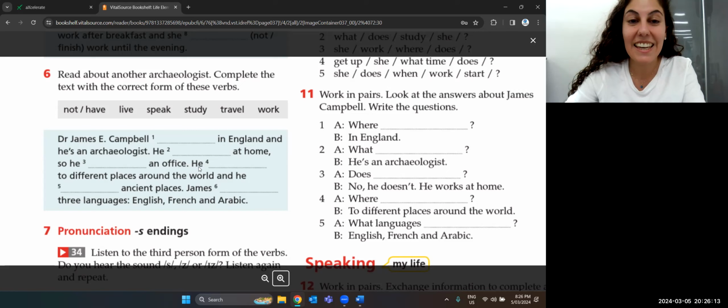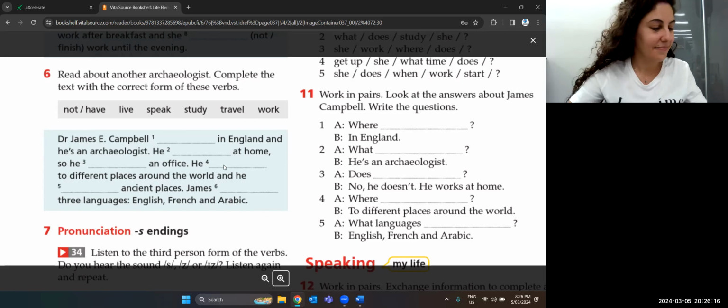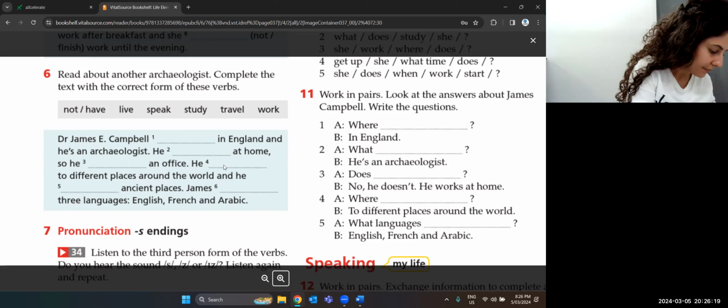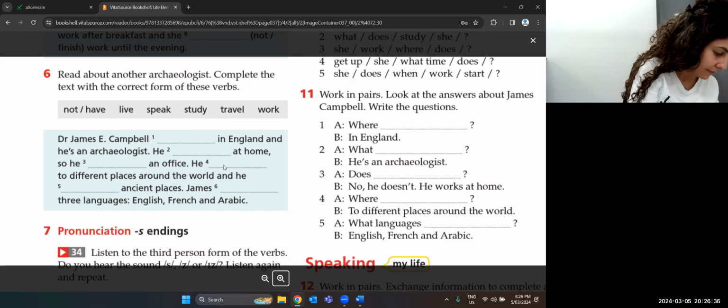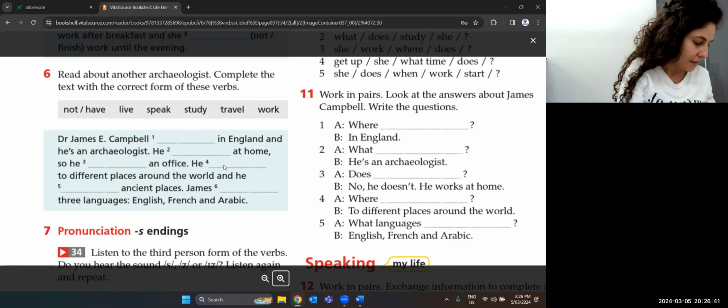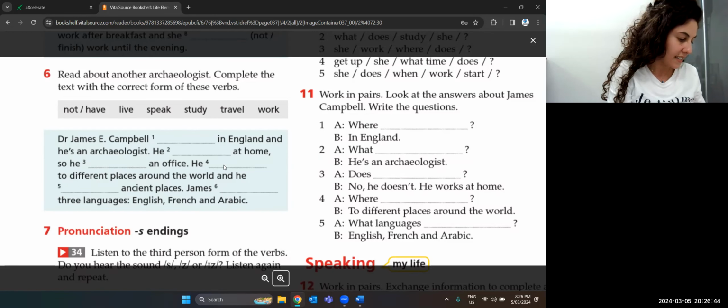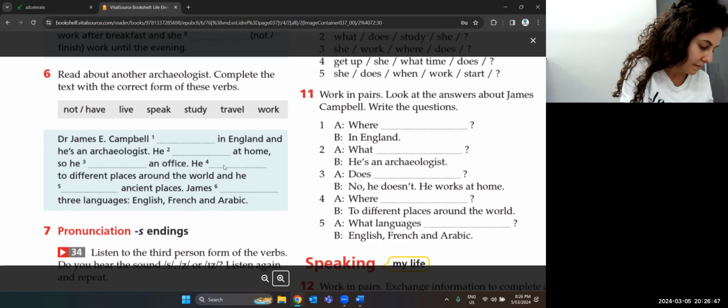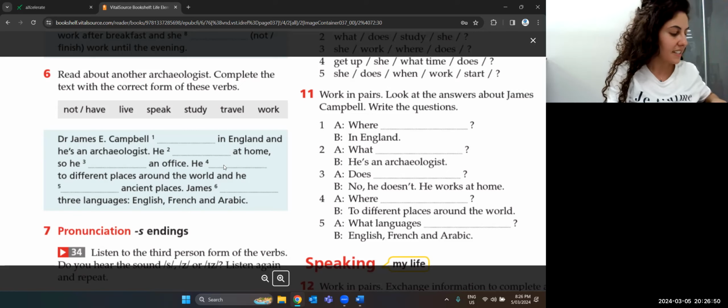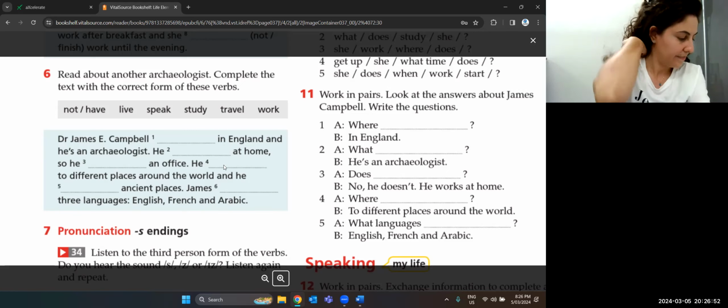So he, yeah, I think he travels. Yep. He travels to different places around the world. And he studies. Yep. Make sure it's IES. So he studies ancient places. James speaks 3 languages: English, French, and Arabic.